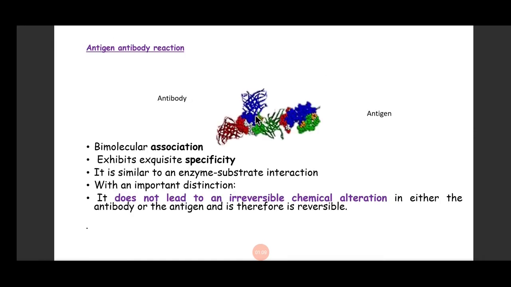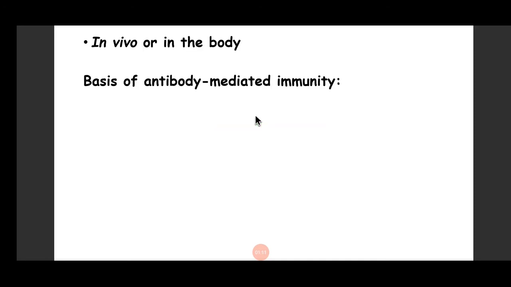So what happens as a result of this antigen-antibody interaction in the body? This is the basis of our immunity. This antigen-antibody reaction provides us protection from organisms, from viruses. When the antibody binds to the virus, the virus becomes inactive. When it binds to a toxin, the toxin becomes inactive.